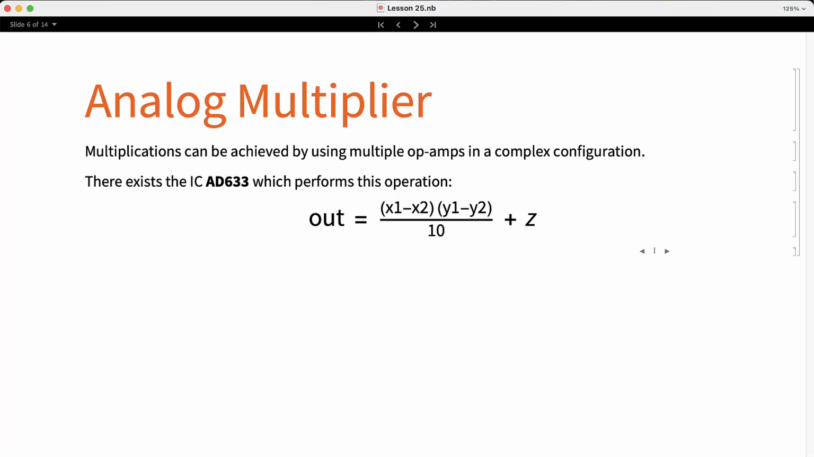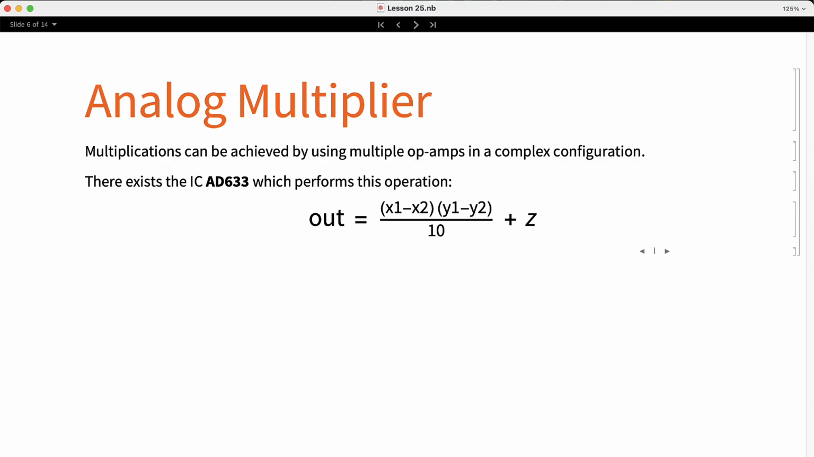During this course, we did not cover how to build an analog multiplier. The main reason is that it requires multiple op-amps, and making a good design can be hard. Additionally, there exists an integrated circuit that performs this operation very well, the AD633.